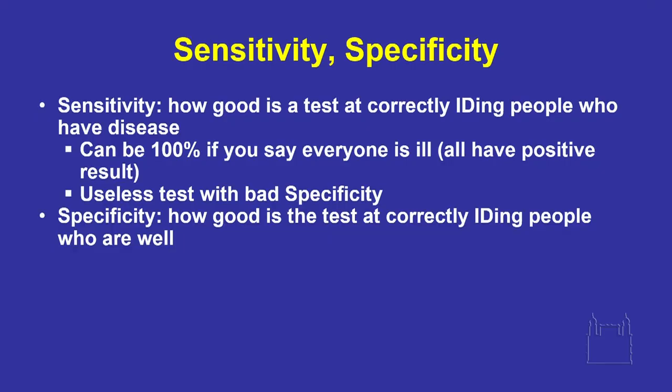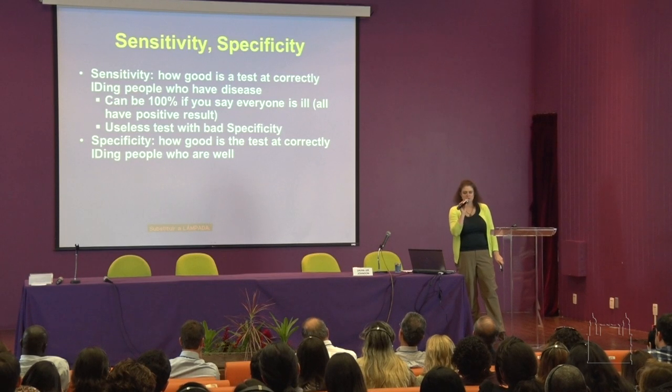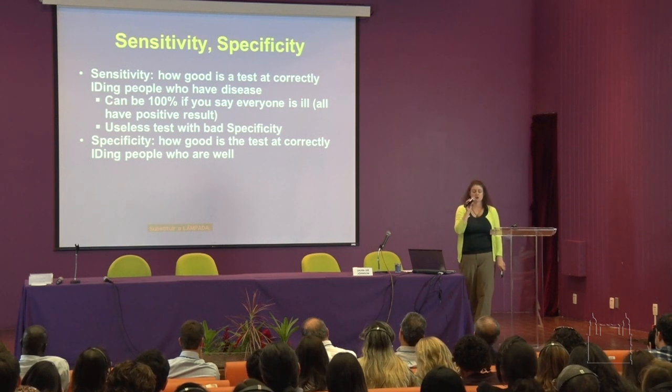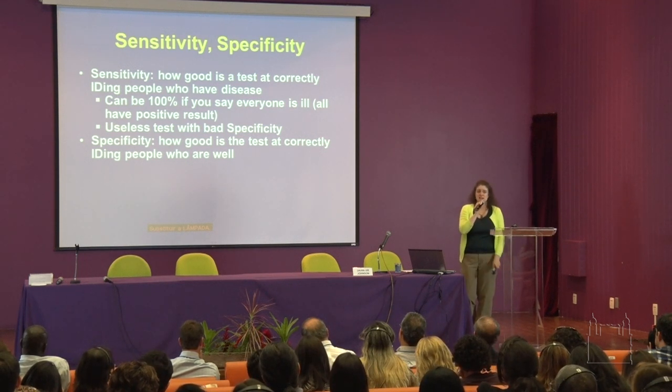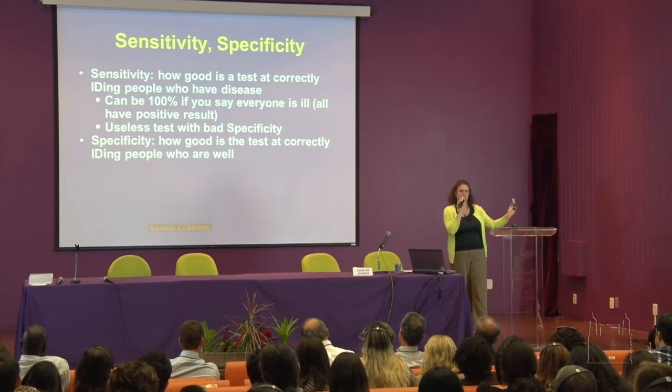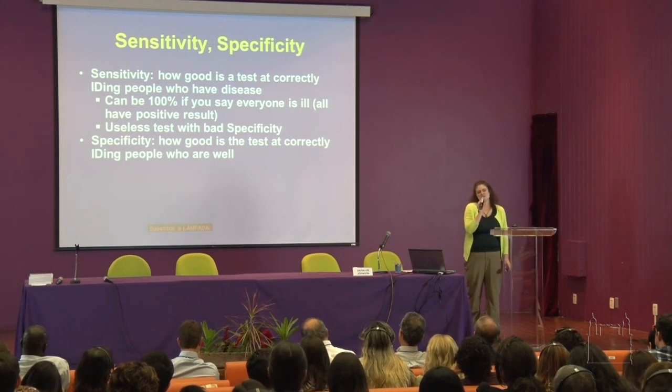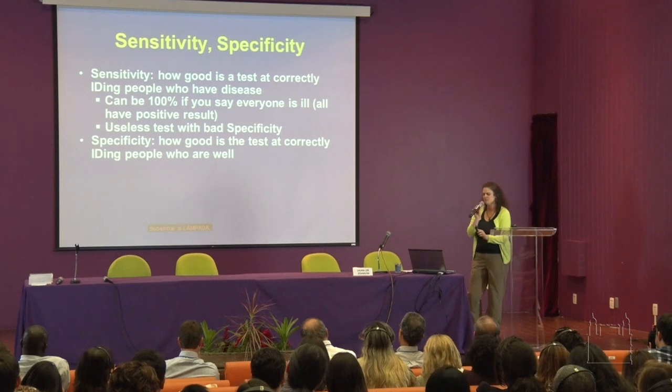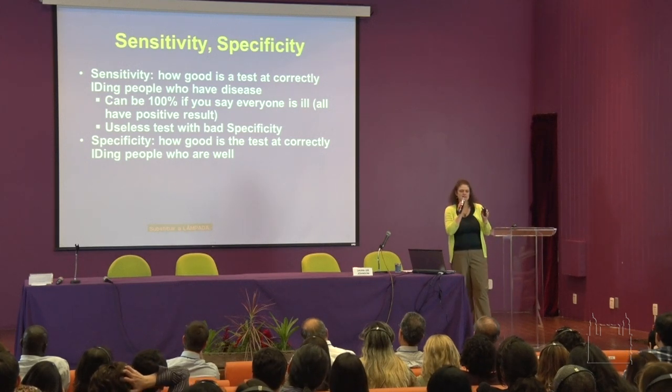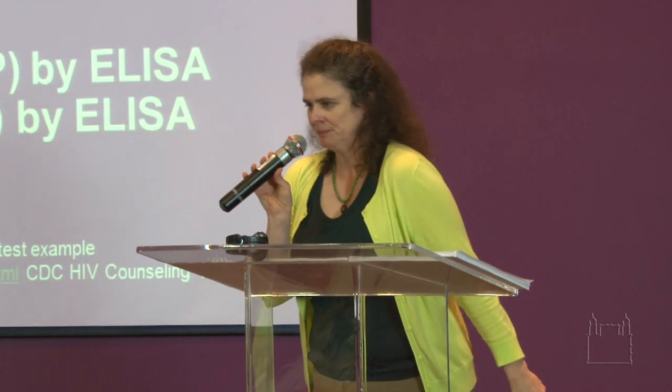Sensitivity and specificity. The sensitivity is how good a test is at correctly identifying people who have a disease. It can be 100%. If I said that everybody here was pregnant, I would definitely have 100% sensitivity. It would be stupid, but I would have it. I could say everybody has a cold. My test has 100% sensitivity, except it has very bad specificity. So specificity is how good the test is at identifying people who are well. So if I tell you that you are all pregnant, it doesn't help me figure out who's not pregnant.